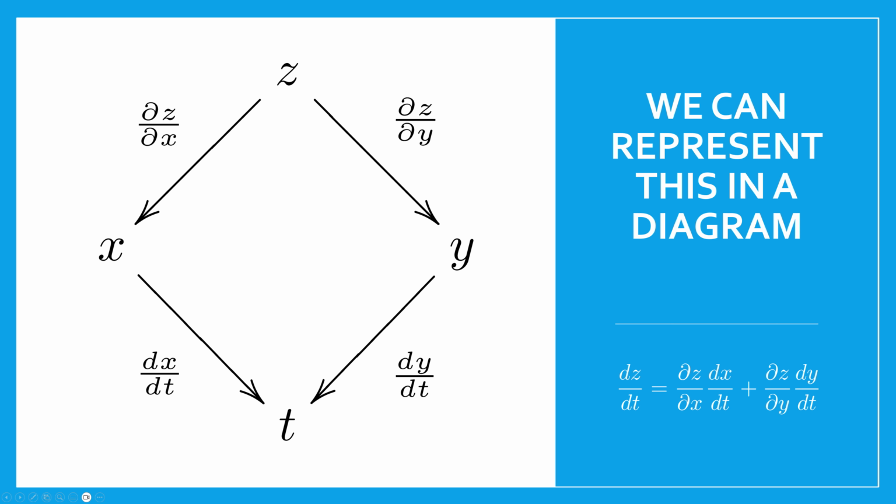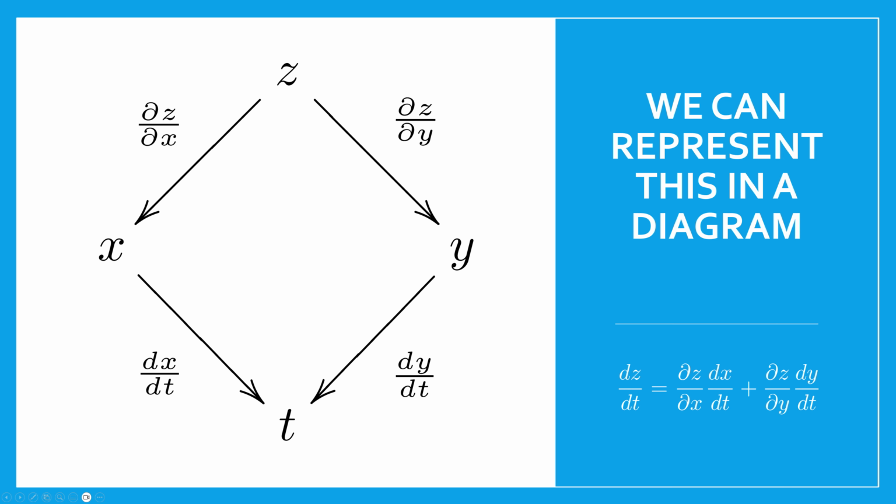So going from here to here, we put the partial of z with respect to x, and here we put the partial of z with respect to y. Now going down in this direction, there's only one variable down here, so we use dx/dt here and dy/dt here. And so now to get the derivative of z with respect to t, we follow each path down. So we take this path and then this path.